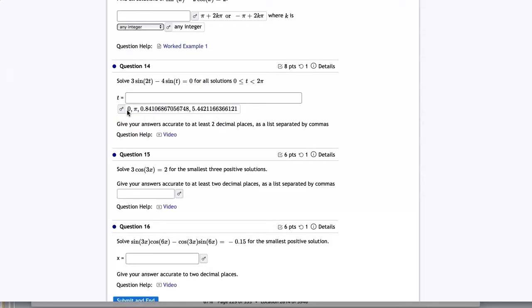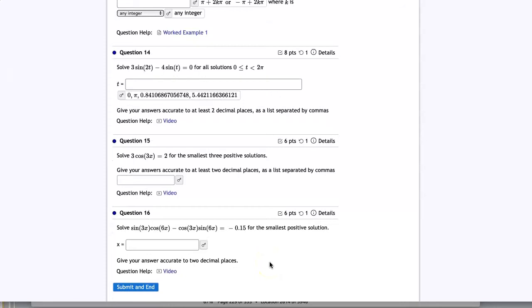Now for questions 15 and 16, you do not have to show any work, but I'm going to anyway because you probably want to know what I'm doing. All right, let's start with question number 15. First, we want to isolate the trig function. So what that means is we need to divide both sides by 3. And when we do that, let me use a color here that's a little easier on the eyes. How about dark green?